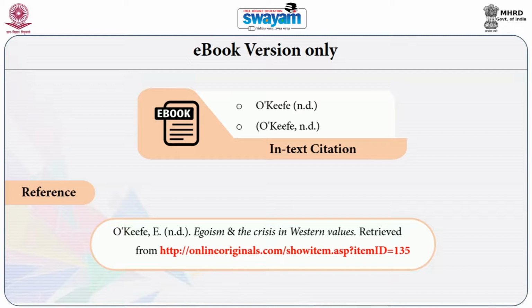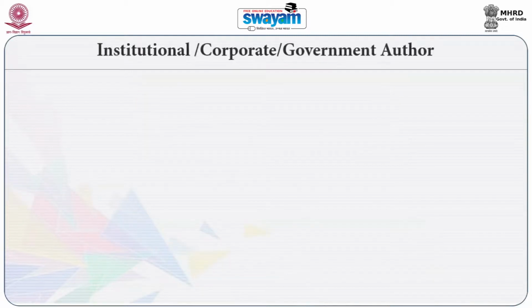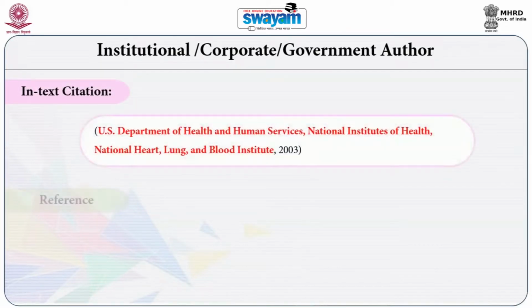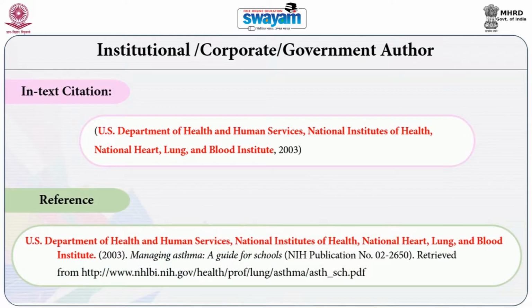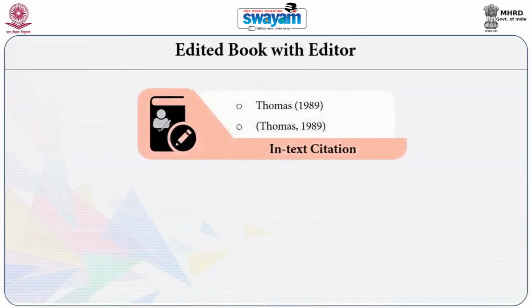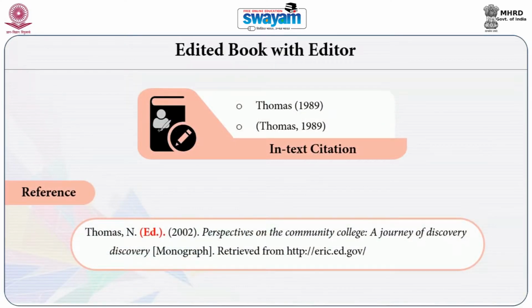In this example, the year is not known, so n.d. in small letters meaning no date is mentioned. Both in-text citation and reference have n.d. as displayed on the screen. For institutional, corporate, government author, the institution's name followed by a comma, year in parentheses is given. Please see the example displayed on the screen.